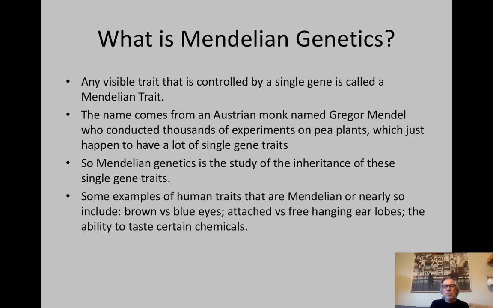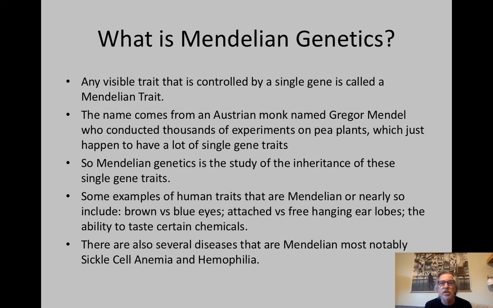Some examples of human traits that are Mendelian or nearly so include brown versus blue eyes, attached versus free-hanging earlobes, the ability to taste certain chemicals, widow's peak or non-widow's peak hairline, etc. In addition, there are several important diseases that are Mendelian, most notably sickle cell anemia and hemophilia. And color blindness also behaves as a Mendelian trait. In order to understand Mendelian genetics, there is a lot of vocabulary that we have to learn, and I want to introduce that today so you will have that down quickly.